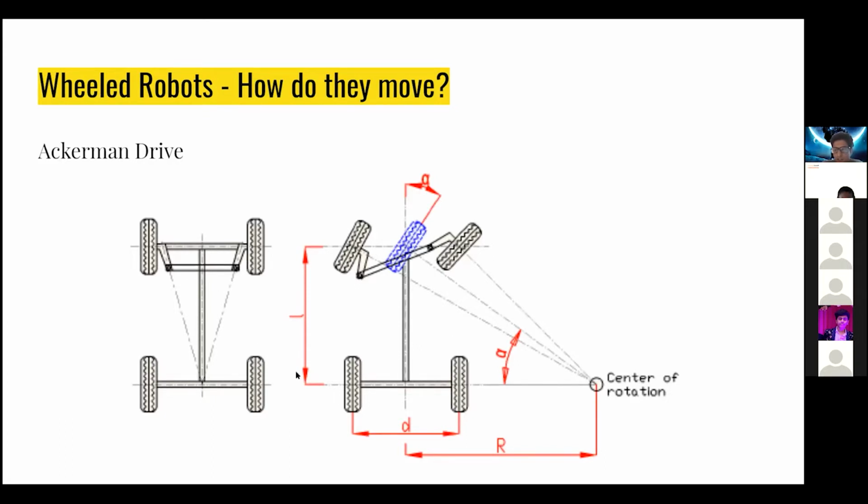These are all the different types of wheeled robots that exist, or the different types of wheel arrangements you can have in a robot, right? So this is called an Ackermann drive. And this is just like you see in a car, right? Where the front wheels are being steered and the robot can turn left or right by tilting the wheels.